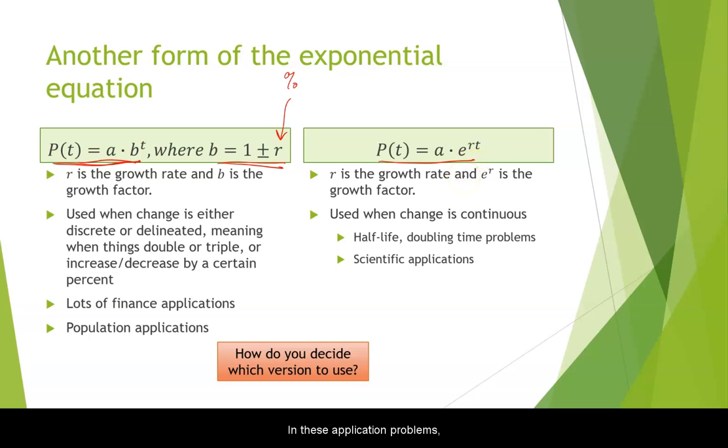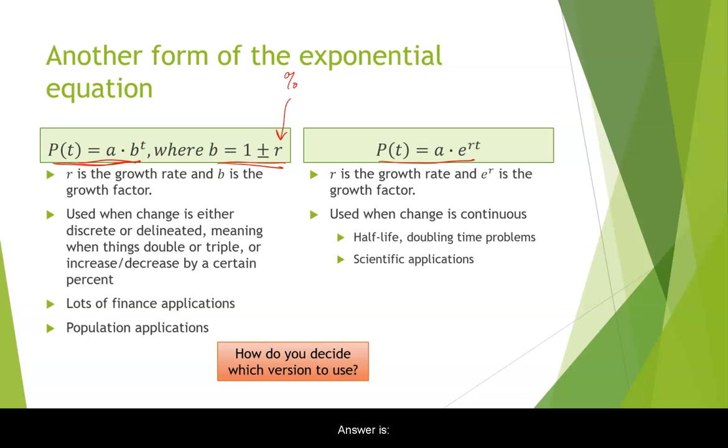In these application problems, you're going to need to figure out which form is going to be the best to use. In theory, at least, either form should always work. These are both exponential equations. If we put in everything correctly, it should work out, but there are slight differences in the numbers, and sometimes one form is going to be a lot easier than the other. So the question is, how do you decide which version to use?